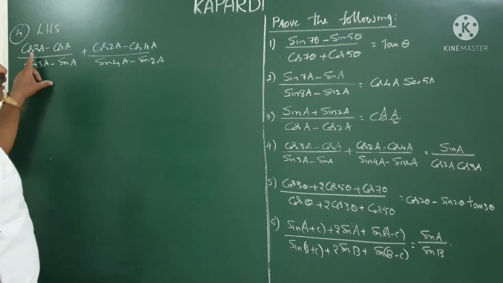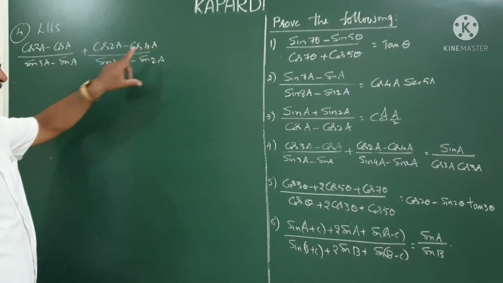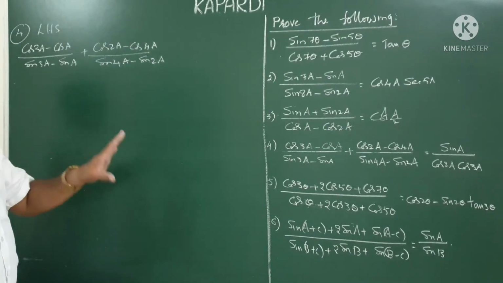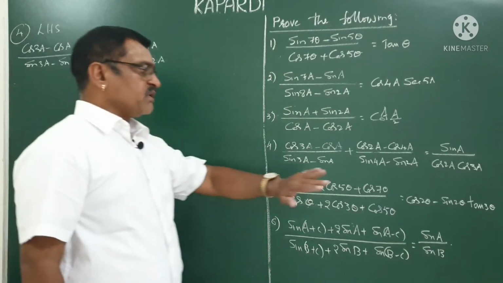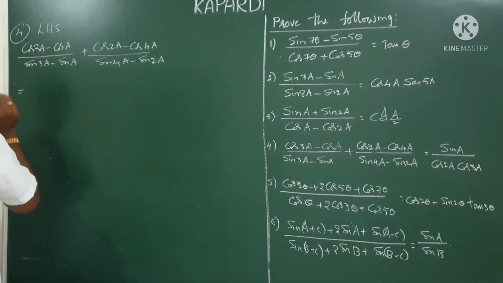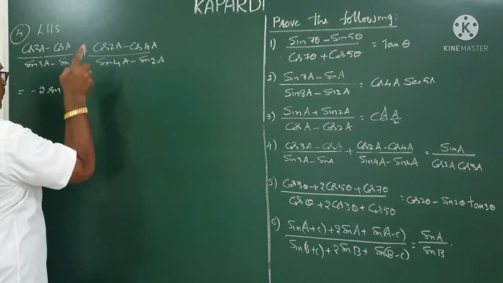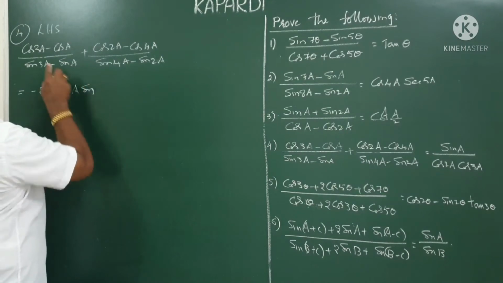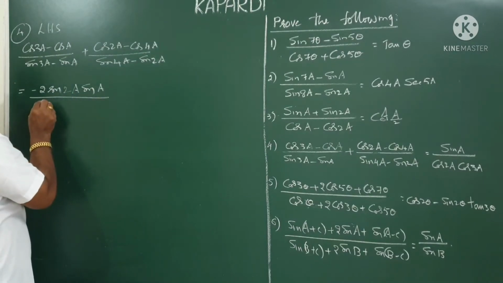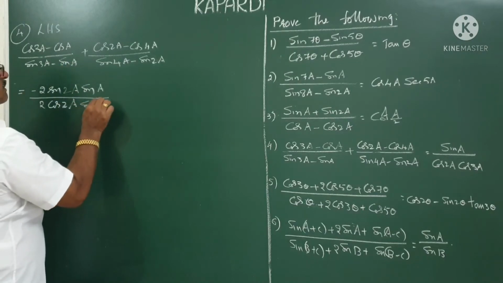Fourth question: cos 3a minus cos a upon sin 3a minus sin a plus cos 2a minus cos 4a upon sin 4a minus sin 2a. Just apply the transformation formula for each and every term of the left hand side, and automatically you will get this answer. So first of all, cos c minus cos d, you have minus 2 sin of (3 plus 4a) by 2 and sin of (3 minus 1) by 2, you have a, by the same thing, 2 cos of 3a, of course I will get the same 2a, and you will get a sin.